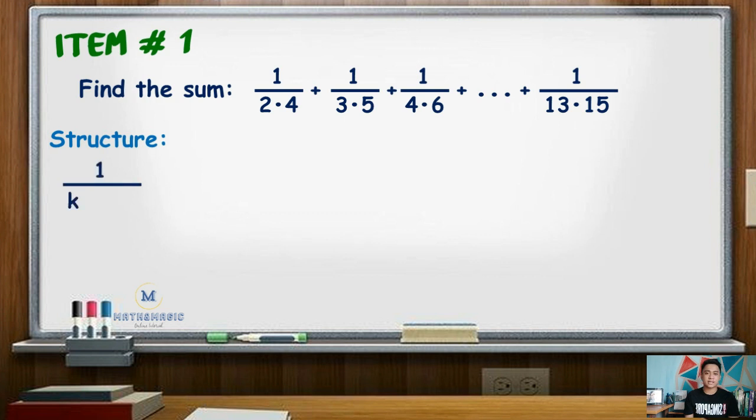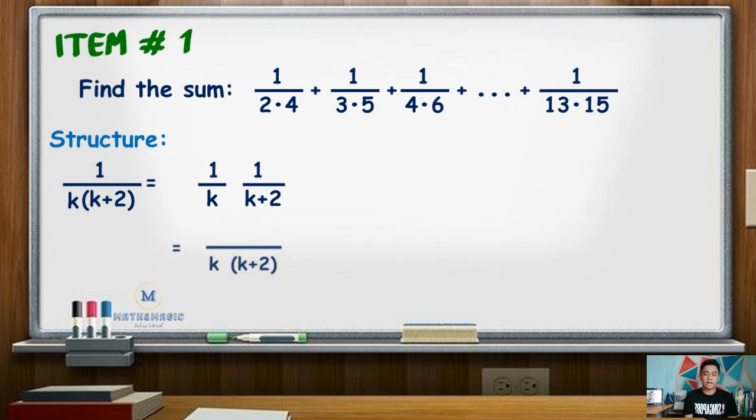And notice for the denominator of each rational number, the multiplier is always 2 more than the multiplicand. So here we could have 1 over k times k plus 2. Now the goal is to separate these two denominators in order for us to simplify the problem. So here we could have 1 over k and 1 over k plus 2. Getting the LCD, that's k times k plus 2.